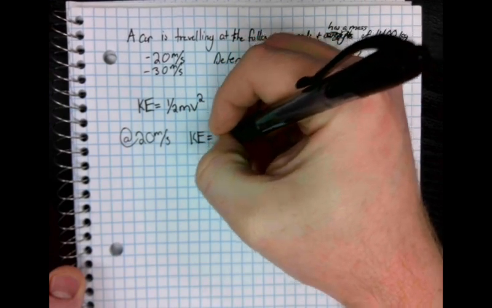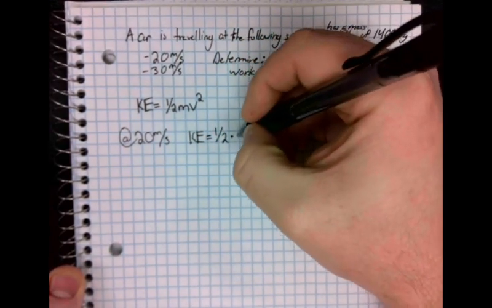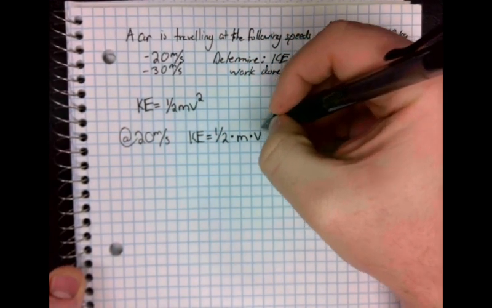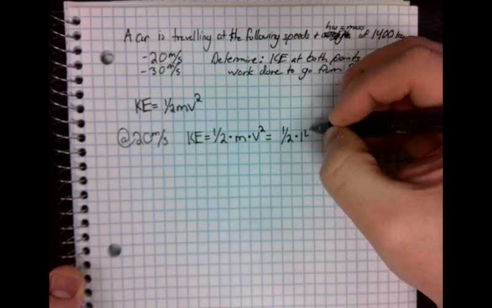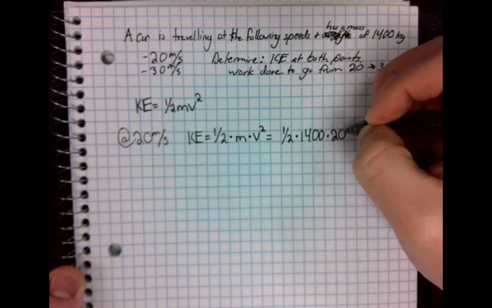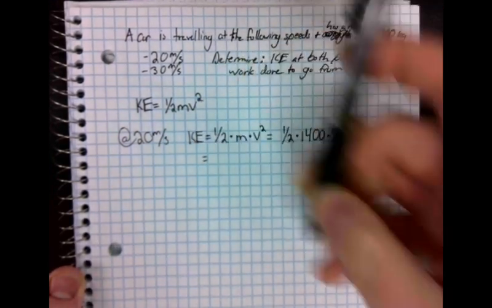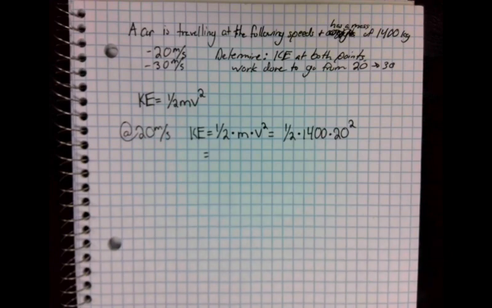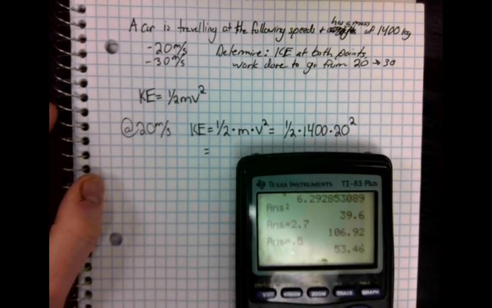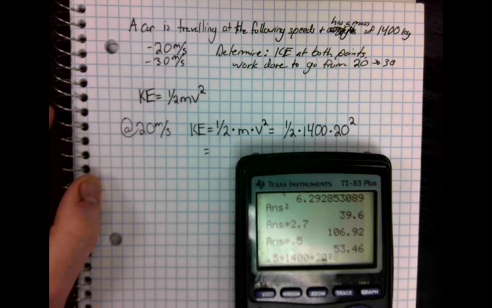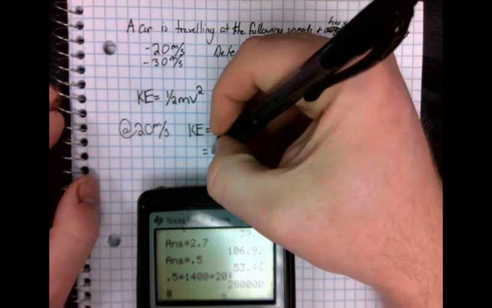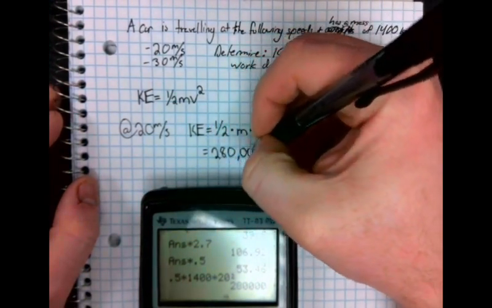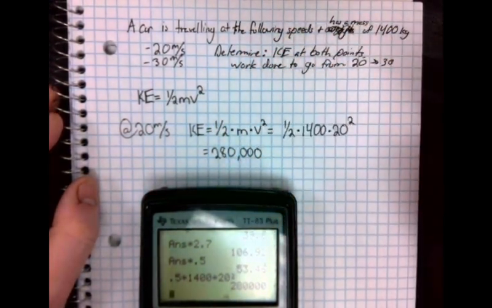KE equals 1/2 times m times v squared. 1/2 times mass is 1,400 times 20 squared. And we'll go ahead and plug that into our handy dandy calculator. 0.5 times 1,400 times 20 squared. We get a very big number. I get 280,000, and then this is kinetic energy.